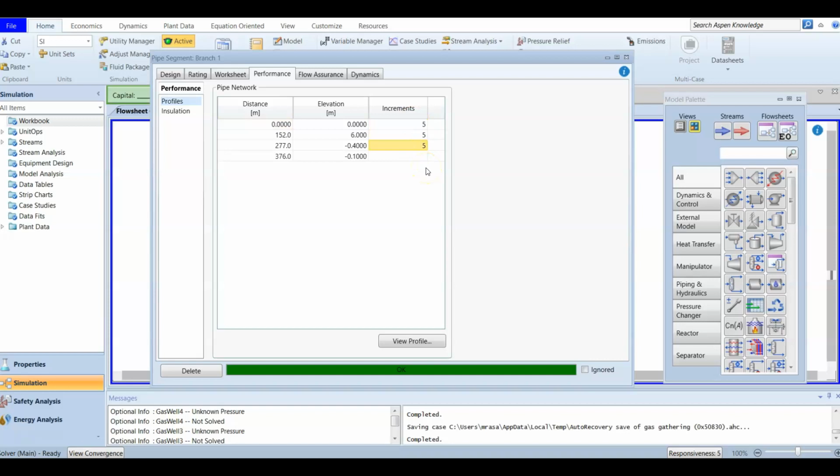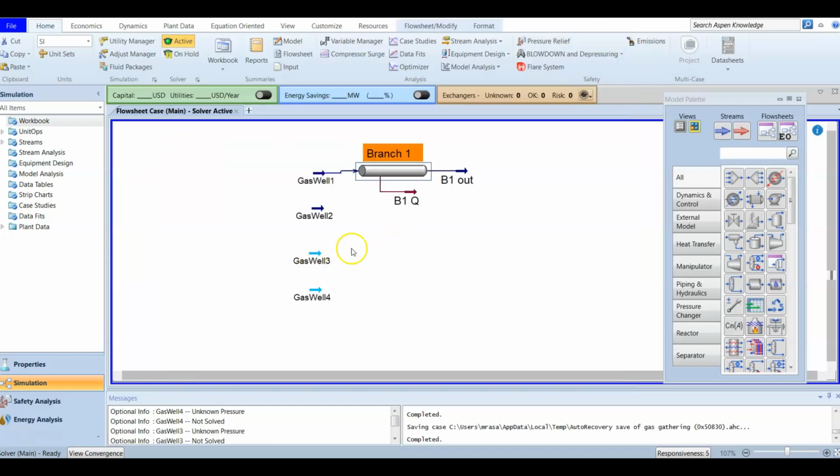So you can have a pipeline with 1 phase flow, 2 phase flow, or 3 phase flow. The number of increments increases with the number of phases. For example, if you have this stream, it's only gas and liquid, so in this case, the stream increment will be divided into 5. But if you have 3 phases, you need to increase this number, and I'll show this one for you in the branch number 3.